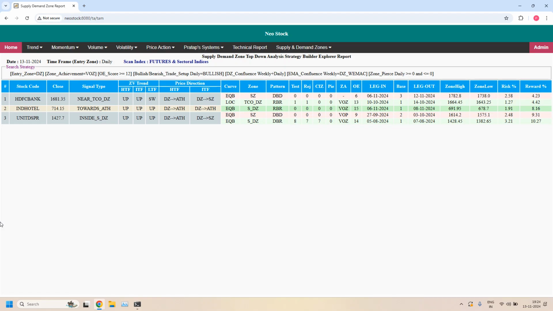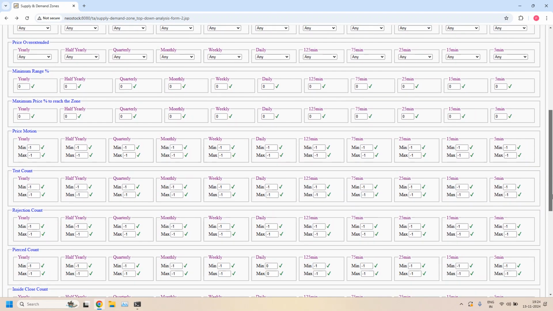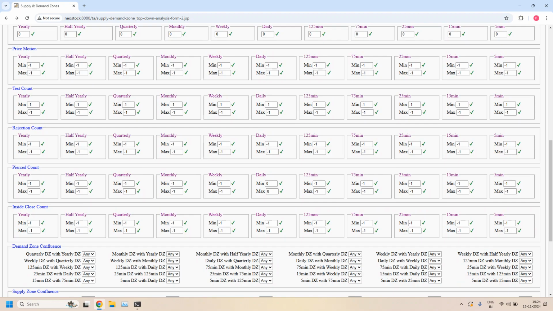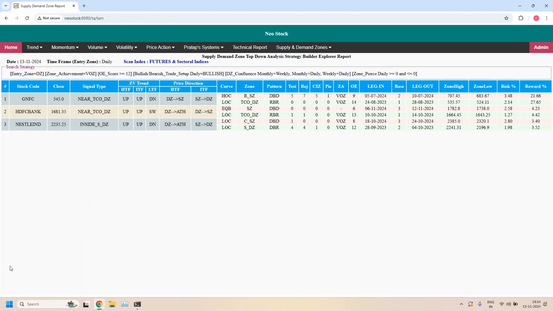Okay, next let us look into LTF, ITF, HTF demand zone confluence. So I have to remove this EMA filter. In the demand zone confluence, 3 filters we have to set. Already one filter is enabled, daily with weekly zone confluence. Next, daily demand zone with monthly demand zone confluence, and a weekly demand zone with monthly demand zone confluence. With all the 3 filters, we can get LTF, ITF, HTF demand zone confluence stocks.